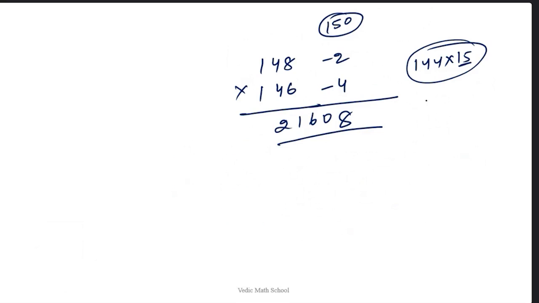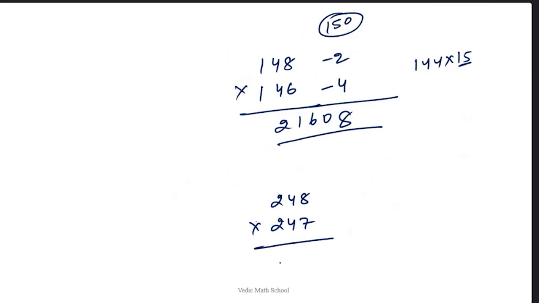Now you can do one more adjustment here. Instead of this 15, you can also take 300 by 20. Solve it. Okay. If there is a number 248 and you are multiplying with 247, then what are you going to do now? 250 we can take, 500 by 2. So what is the difference? Minus 2, minus 3. Multiply it. 2 threes are 6. Now 248 minus 3 is 245.